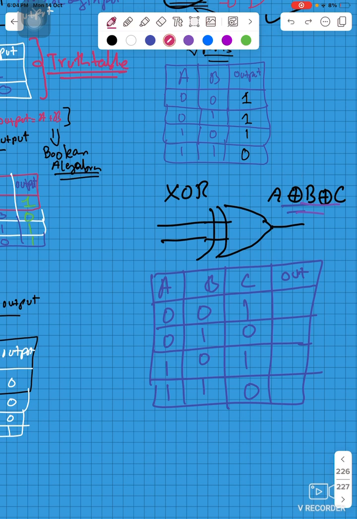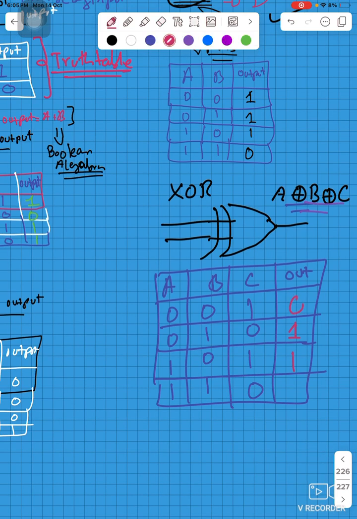0 exclusive 0, both are the same, so we get 0. And 0 exclusive 1, different, so 1. When different, we get 1. 1 exclusive 0, different, so 1. Then 1 exclusive 0 is 1, 0 exclusive 1 is 1. Sorry, 0 exclusive 0 is 0, because both are the same.